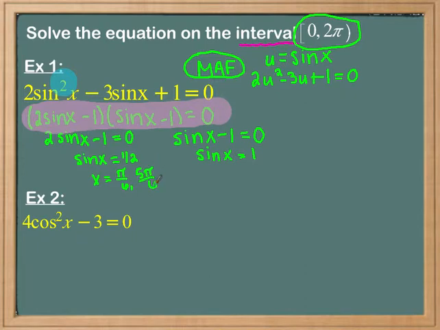Then we look on our unit circle where our y value is equal to 1, where sine of x is equal to 1, and that's only at one place, which is pi over 2. So we're going to go ahead and list our answers. We try to put them smallest to biggest: pi over 6, pi over 2, and 5 pi over 6.